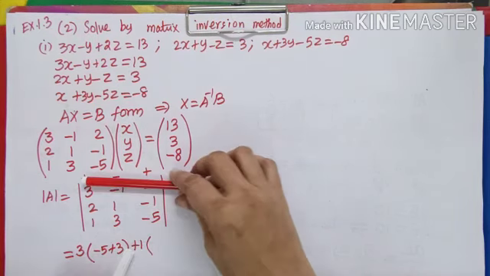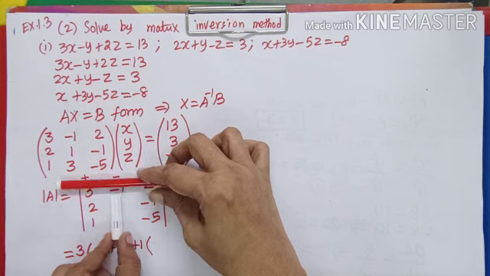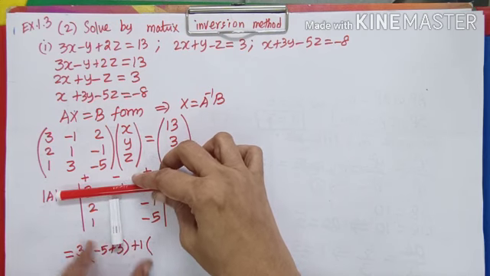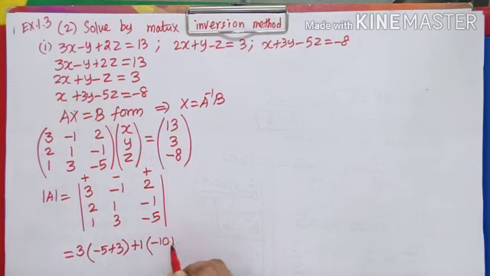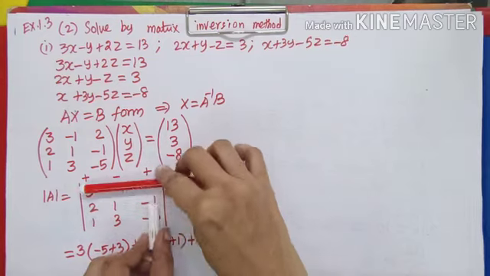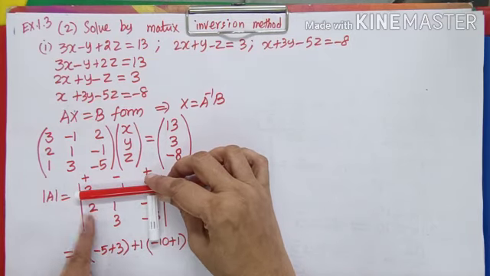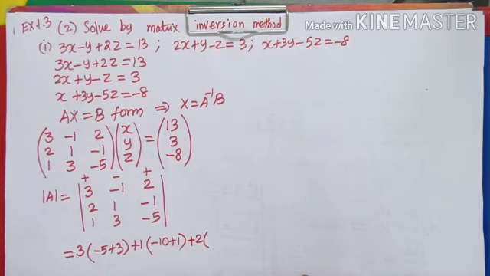Minus of minus 1 will become plus 1. Again hide the row and column like this. What is left out? Minus 10 plus 1. Plus 2 into, hide the row and column. We get 6 minus 1.